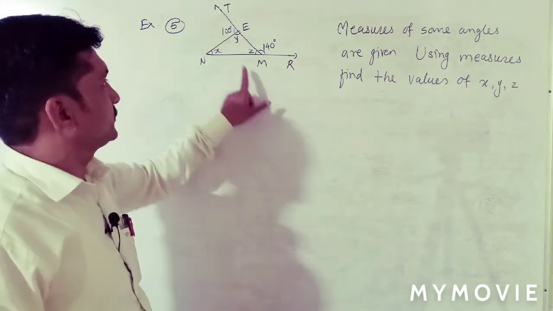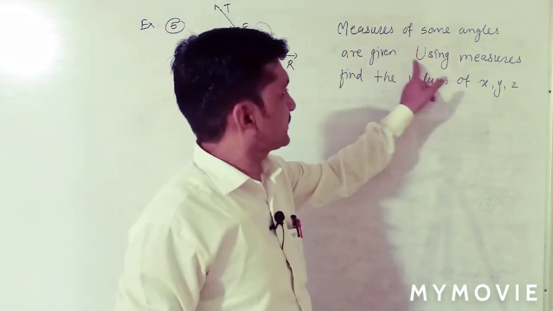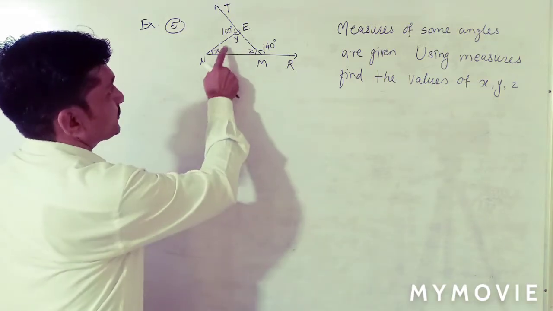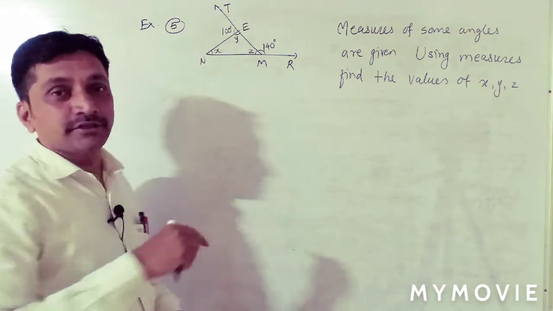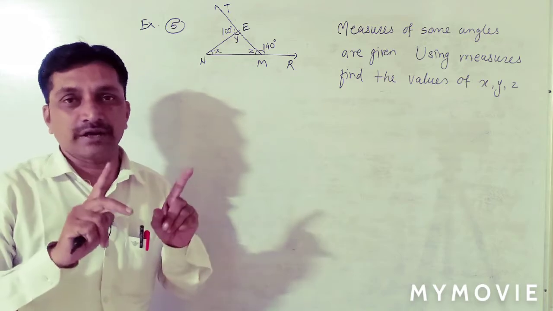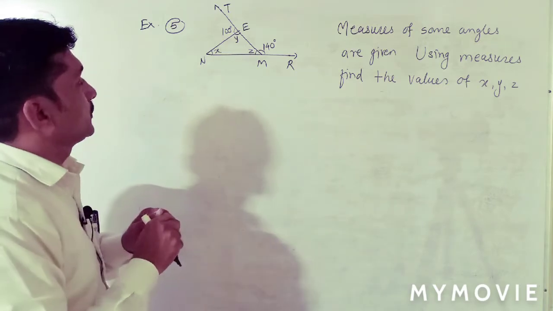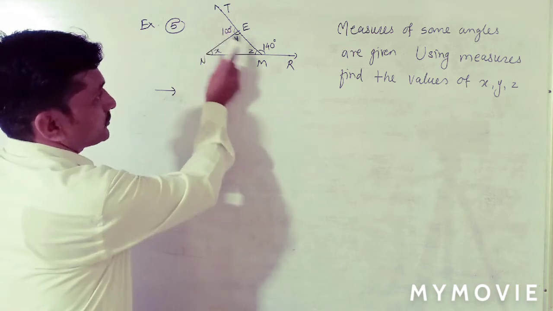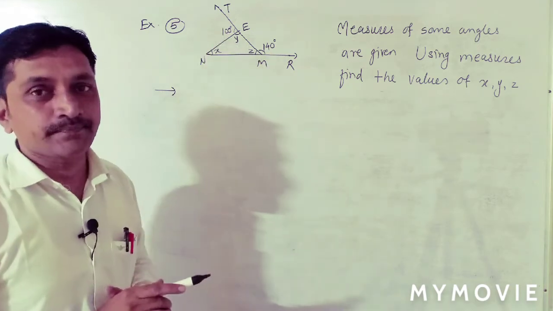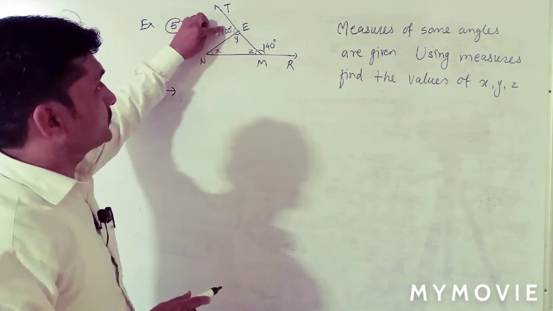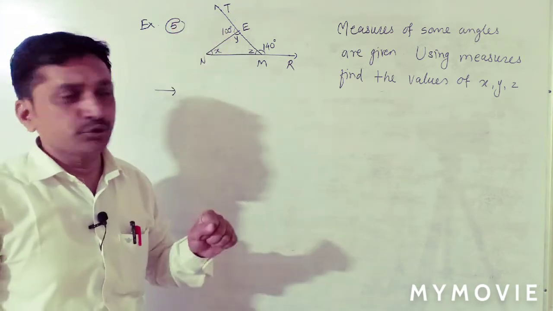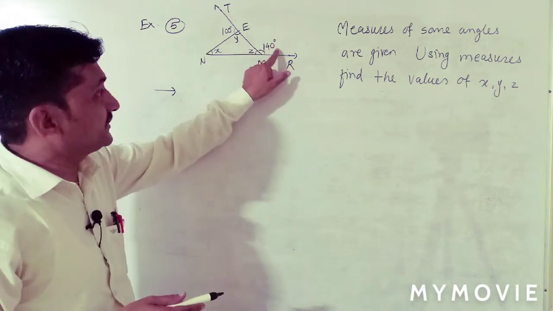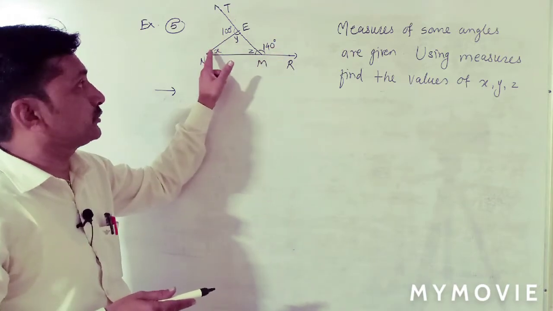Example number 5. Measures of some angles are given. Using the measures, find the values of x, y, z. Now here x is here, y is here. All three are interior angles of the triangle. And here one angle is given 100, this is exterior, and 140 is also exterior. The exterior property with remote interior angles we cannot use, because here x, z are not given. Here this is exterior, but y and x are not given.